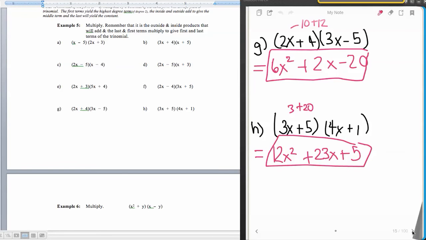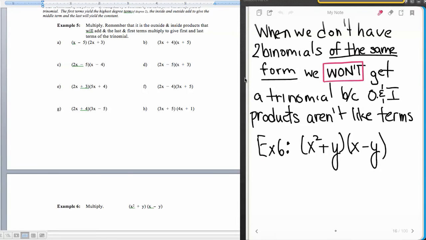All right, now the next one, what we're going to notice with this next example 6 is we don't have two binomials of the same form. And when that happens, we will not get a trinomial because the outsides and the inside products aren't going to be like terms. So let's multiply out example 6.